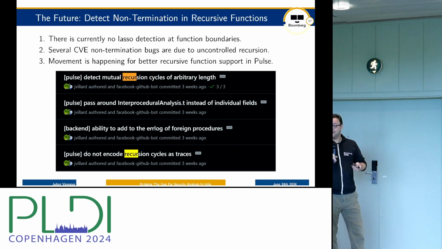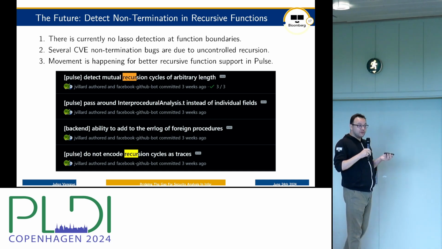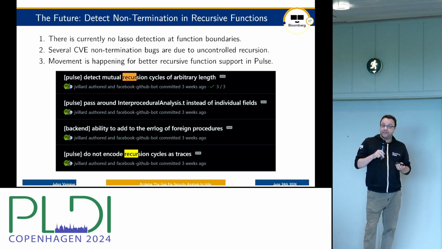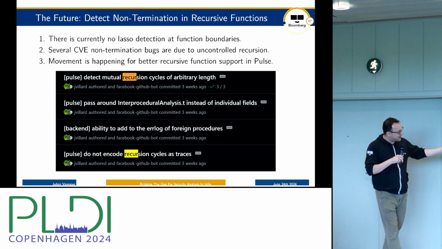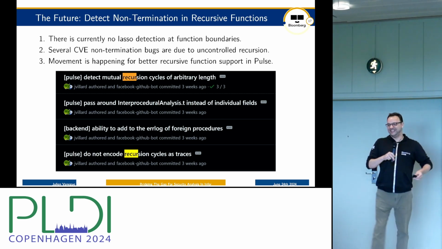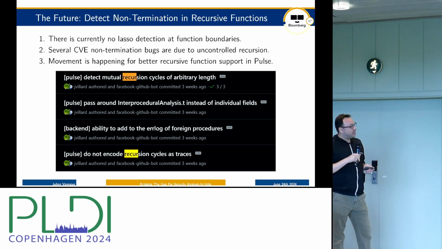One of them is in sklearn, which is an extremely popular machine learning framework in Python. And so we would love to see better support for recursive functions. I've seen some movement recently by some guy called Jules Villard, where possibly the recent improvements of recursive function support will help us do that.